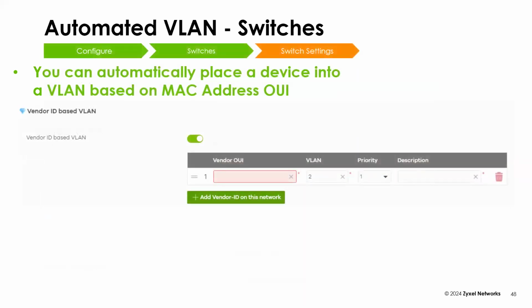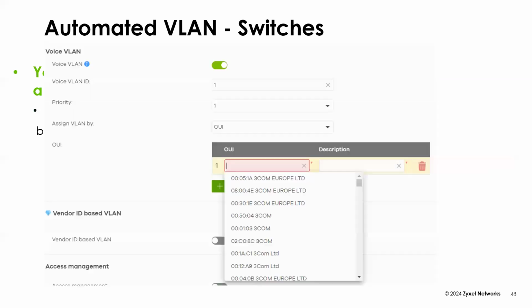We also have the ability to do a VLAN, not through the voice VLAN function, but just as a vendor ID based VLAN. So you can enable that. It works very similarly, only with this one there is no drop-down. You can manually type in the OUI that you want to use, and you can assign as many of these as you want. And then you can put the VLAN and priority settings for that connected device. So very similar functionality, just two different places to do it.